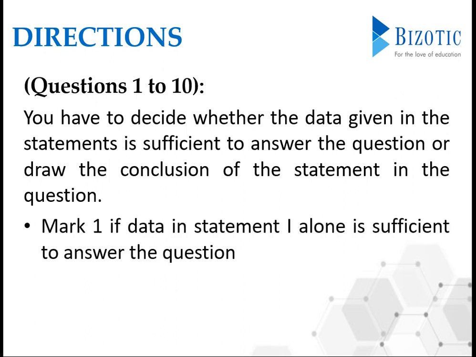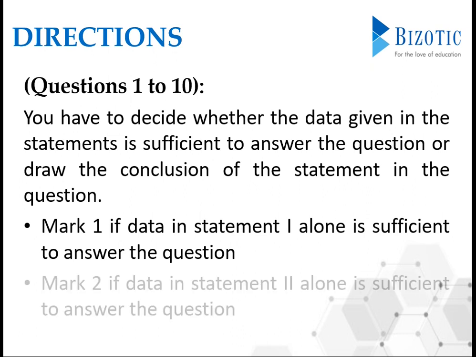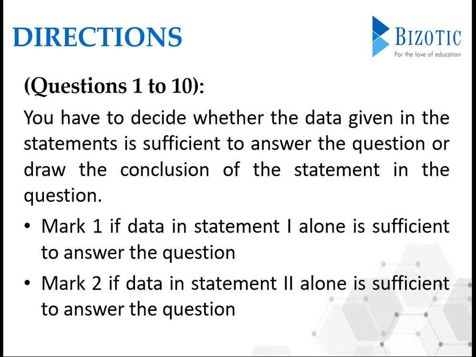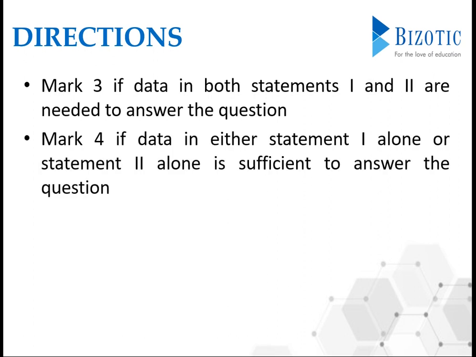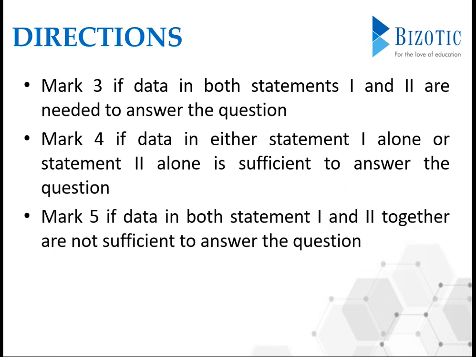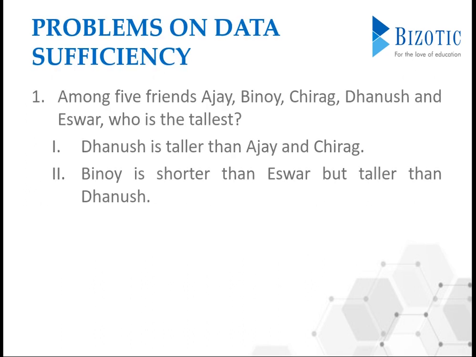Mark 1, so that is option A, if statement 1 alone is sufficient to answer the question. Mark 2 if data in statement 2 alone is sufficient to answer the question. And if both 1 and 2 are required, mark 3. And if either 1 or 2 is sufficient, so just either 1 or 2, then mark 4. And if with neither of the statements you are able to get any conclusion, please mark option 5 or option E. So these are all the directions that you are supposed to follow. And now let's begin with the first problem.